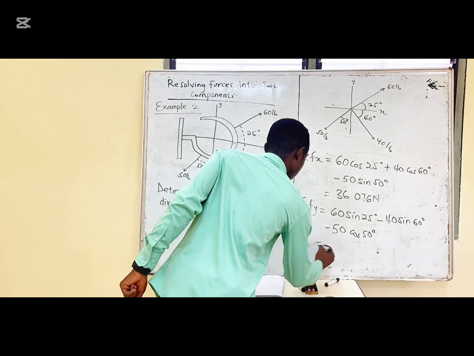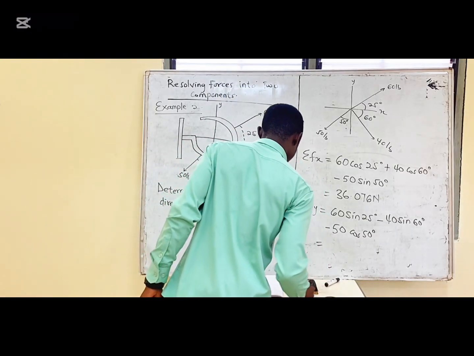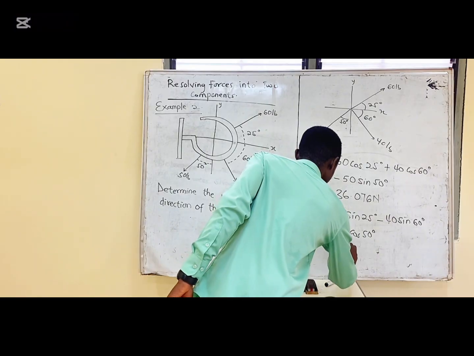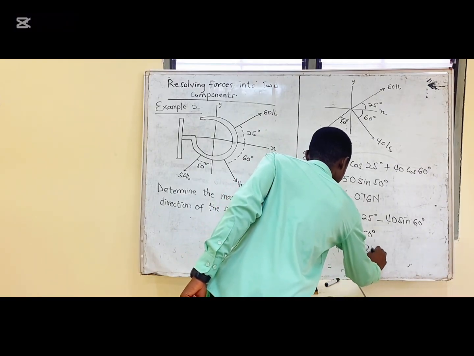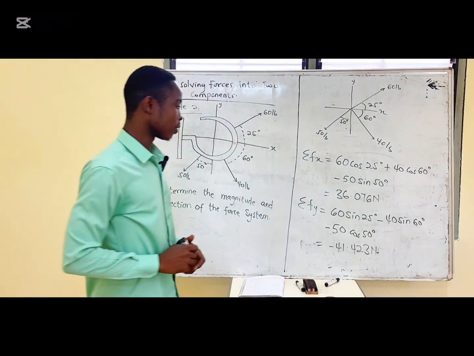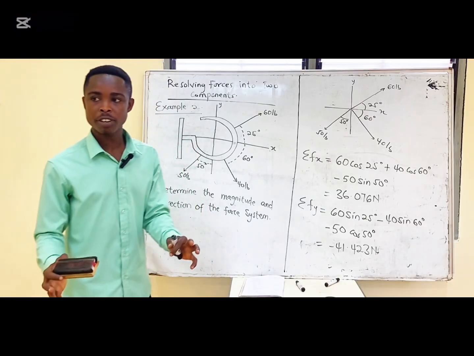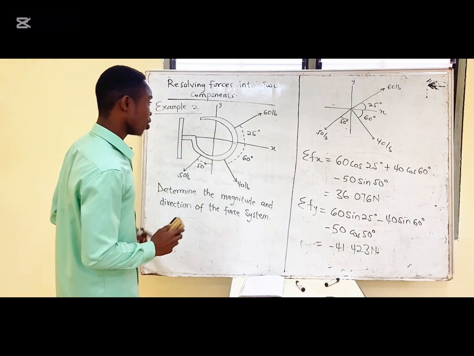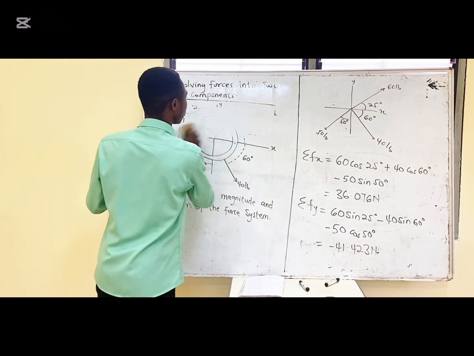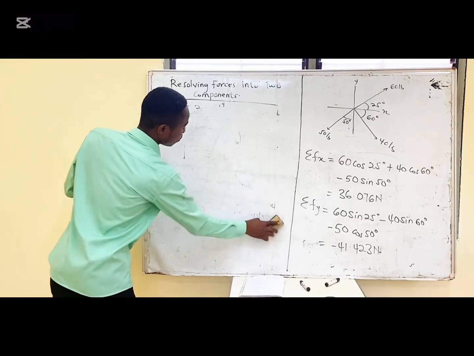Now, summing all this together, we will get the summation of all the y components to be negative 41.423 Newton. Very good. I hope you are with me. As I am solving on the board, try and also be calculating it yourself to verify your answers.